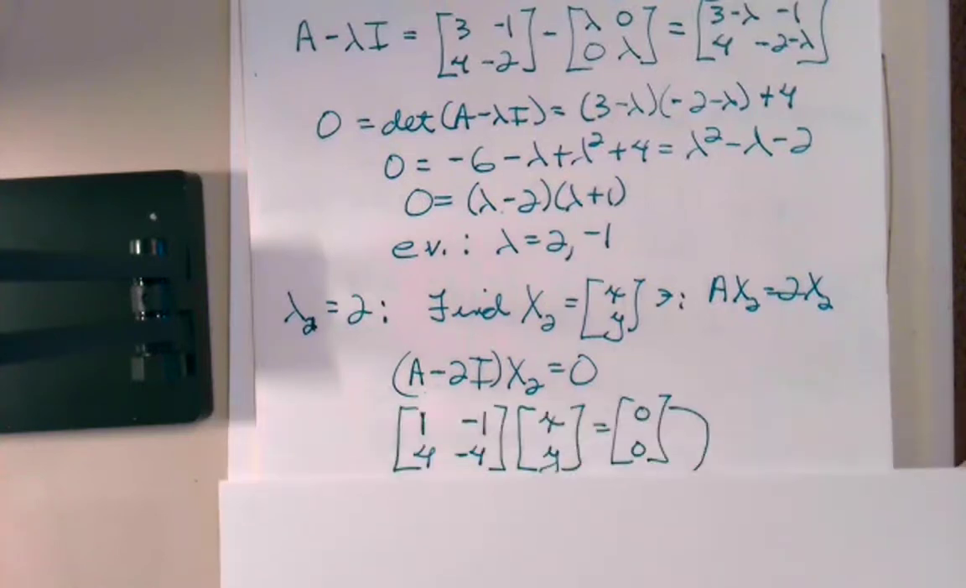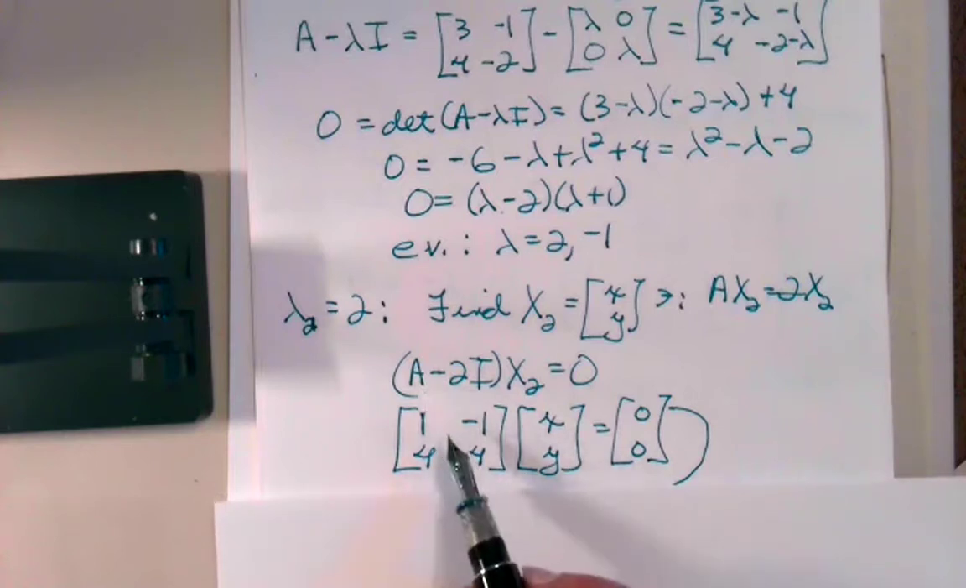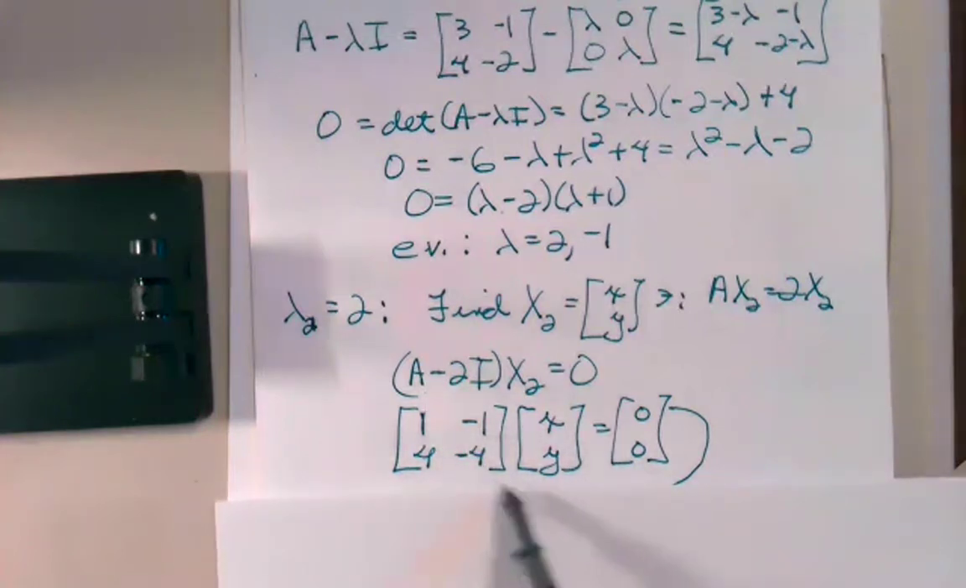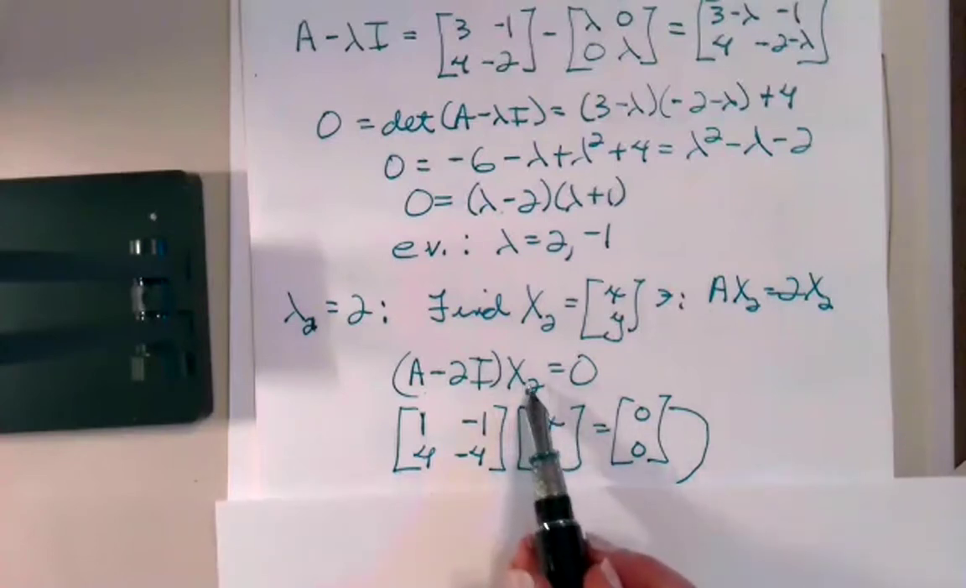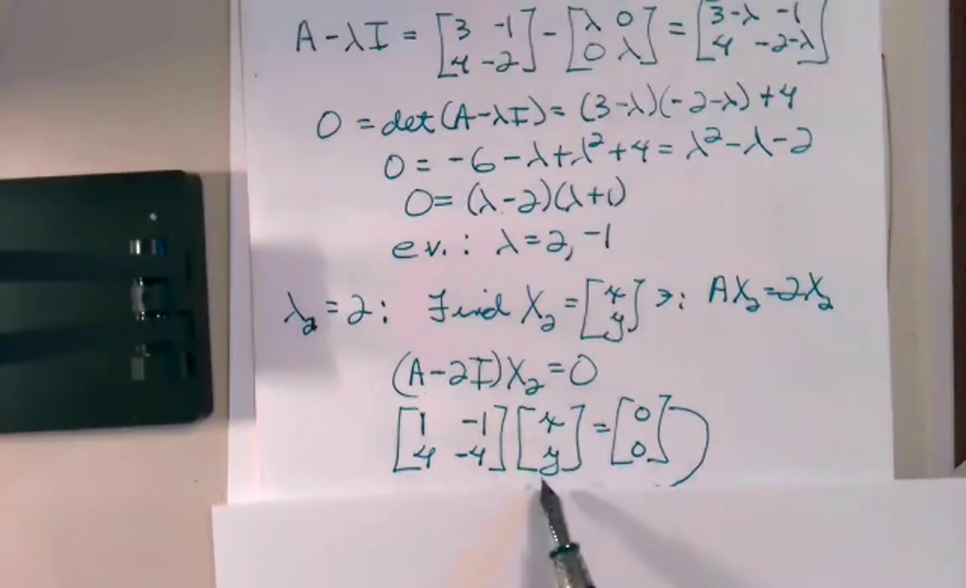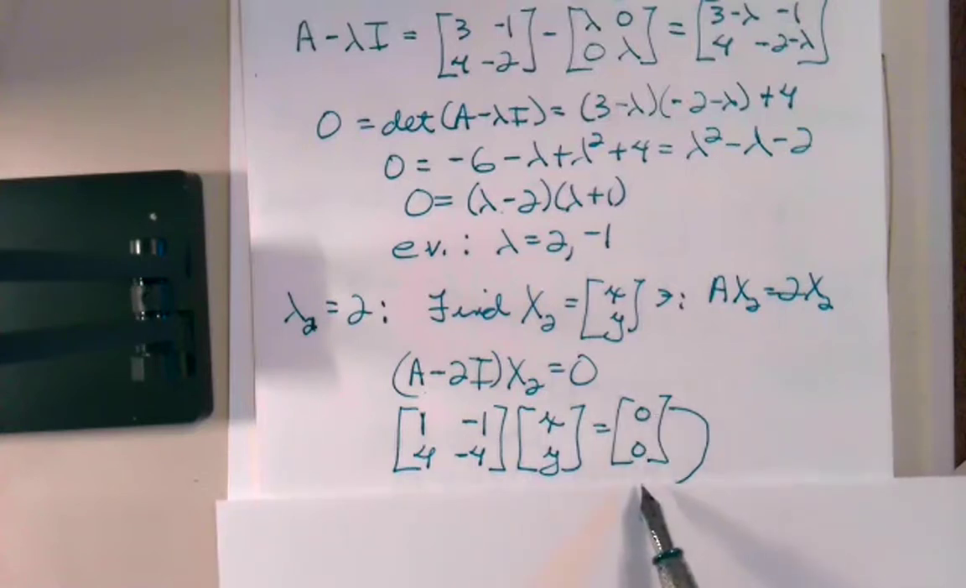What do I mean by that? Here's the matrix A, subtracting 2 times the identity from it. That means I take A and subtract 2 off the main diagonal. I multiply by my vector x2, whose components I'm calling x and y. Those are the ones I have to find, and that equals 0, the 0 matrix, that is.